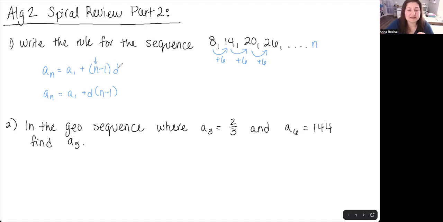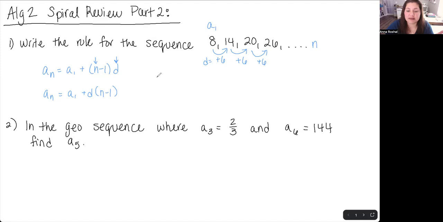This n will stay n when we're writing a rule. And this d stands for the difference, the common difference. And in this case, my common difference is 6. Okay, this is my first term. My common difference is 6. And we don't know where n is, so n will stay as is.